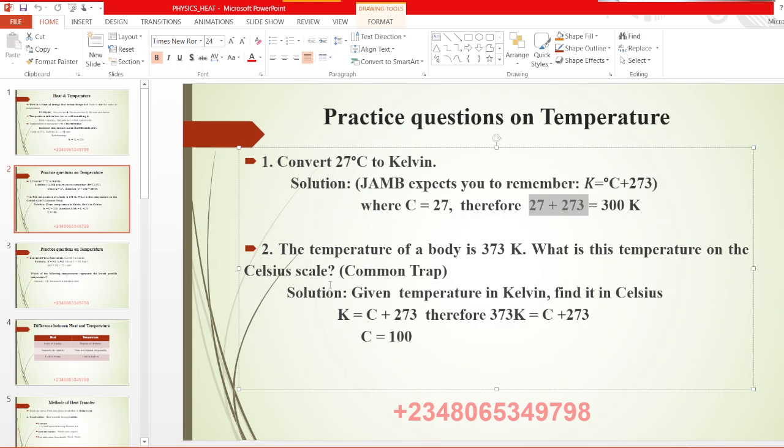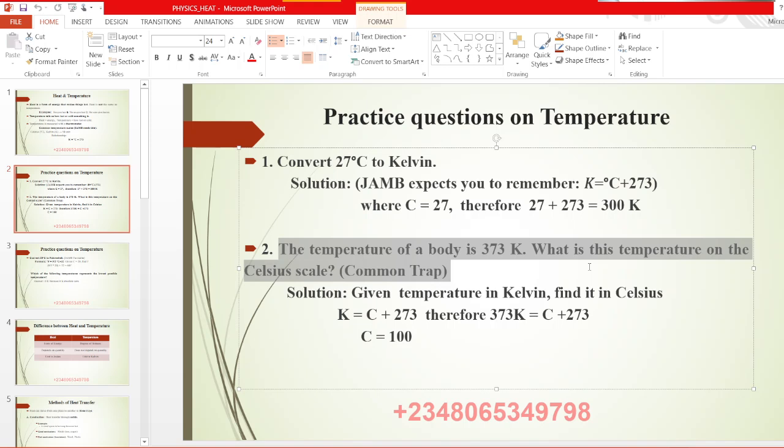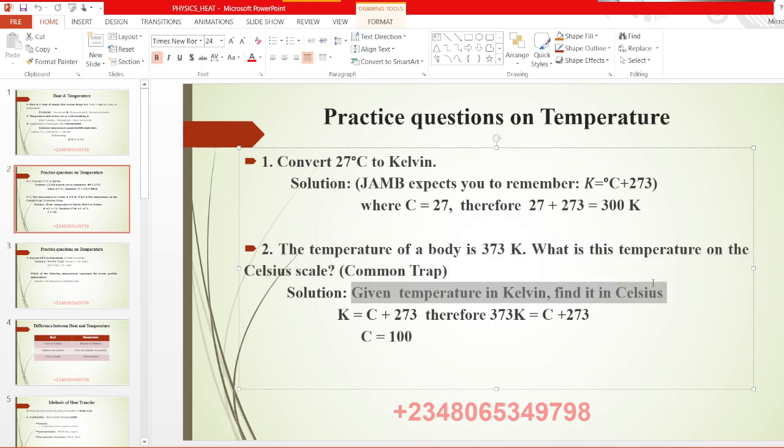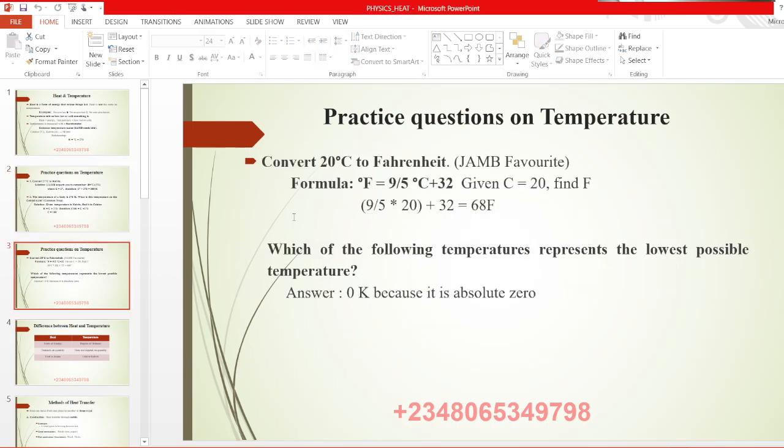Another question is a common trap. Sometimes they give you temperature in Kelvin and tell you to find the equivalent value in Celsius. So the temperature of a body is 373 Kelvin. What is the temperature on the Celsius scale? It is a common trap. You just need to understand the formula, Kelvin equals Celsius plus 273. Given the temperature in Kelvin, we should find it in Celsius. Now, we have 373 in Kelvin equals Celsius plus 273. If we do the mathematical manipulation, we realize that Celsius is going to be 100 degrees. Let's see if there are other examples. Yeah, this actually comes out almost all the time.